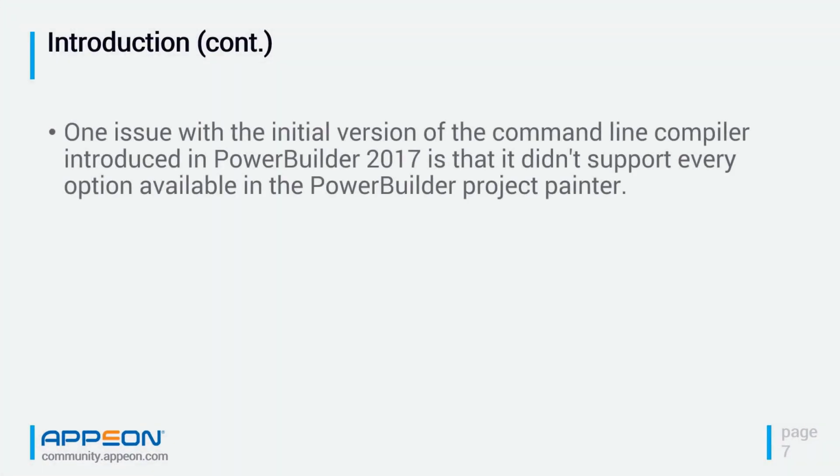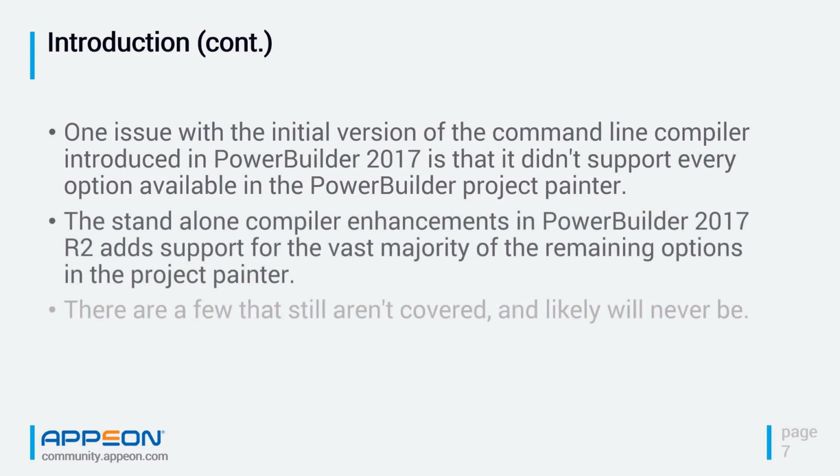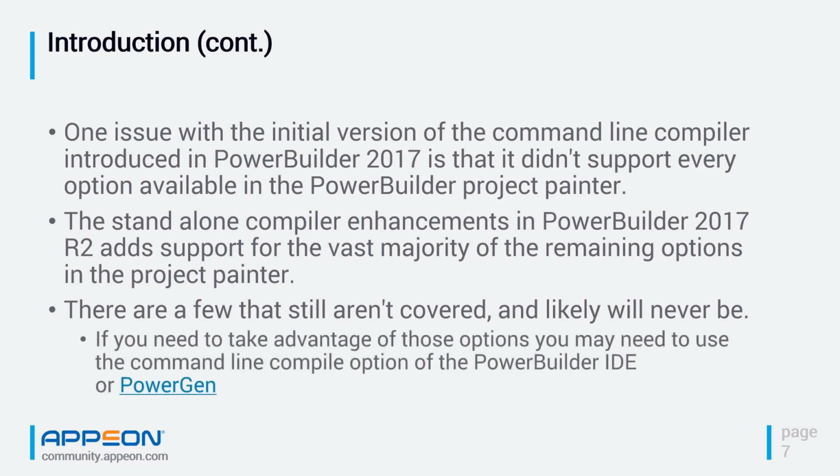Now, an initial problem with the command line compiler is it didn't support every available option in PowerBuilder Project Painter. And so what was introduced in PowerBuilder 2017 R2 is support for essentially all the options that weren't supported in the original release. There are still a few that aren't covered and likely will never be. And we'll go into those in some detail a little bit later.